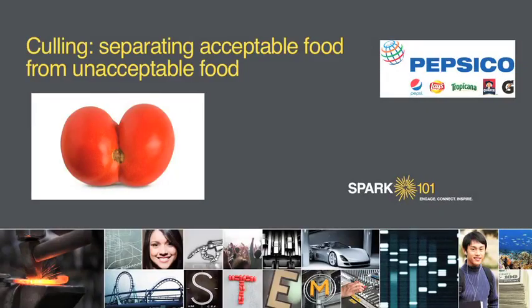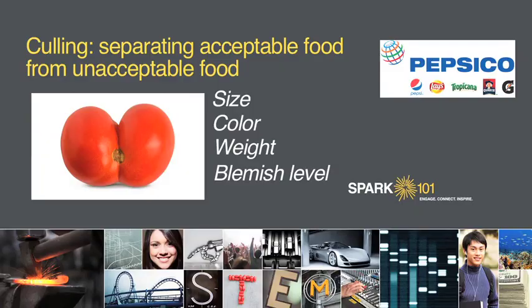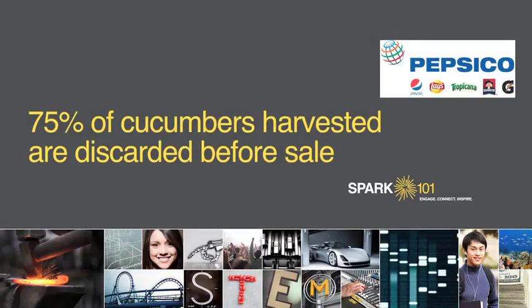Losses in post-harvest and packing are primarily due to culling. Culling is where they separate acceptable food from what's not acceptable. And it's based on a variety of appearance and quality criteria. A lot of them are cosmetic: size, color, weight, blemish levels, sugar content. Now, culling losses vary widely by the type of food item, but that can be really high. For example, in some instances, 75% of the cucumbers harvested are discarded before sale.